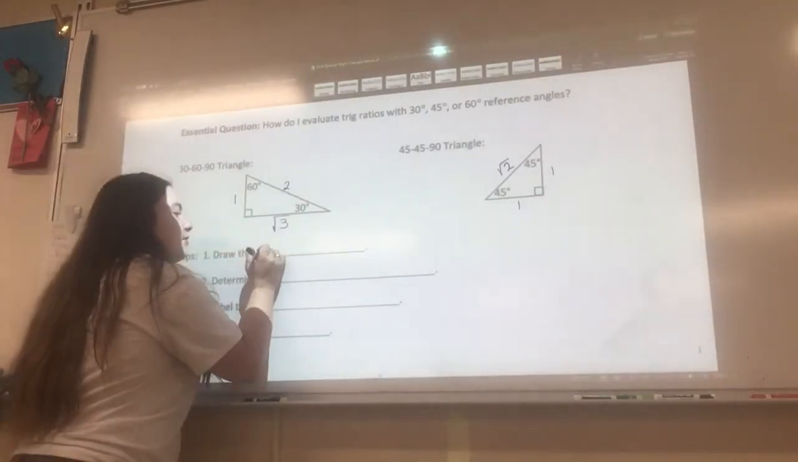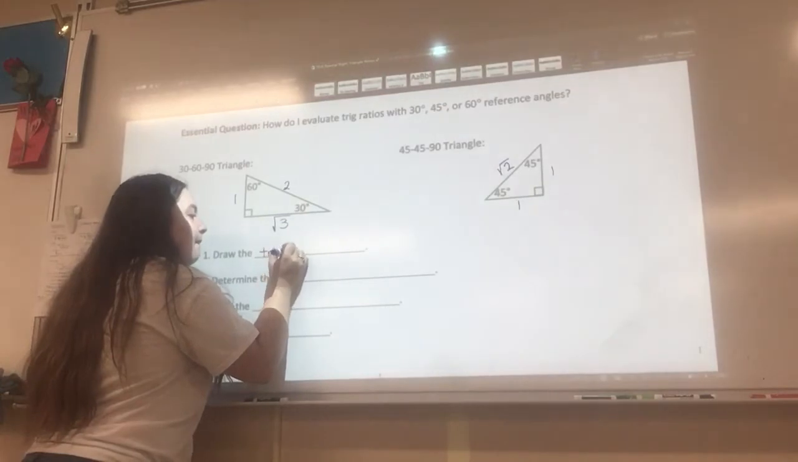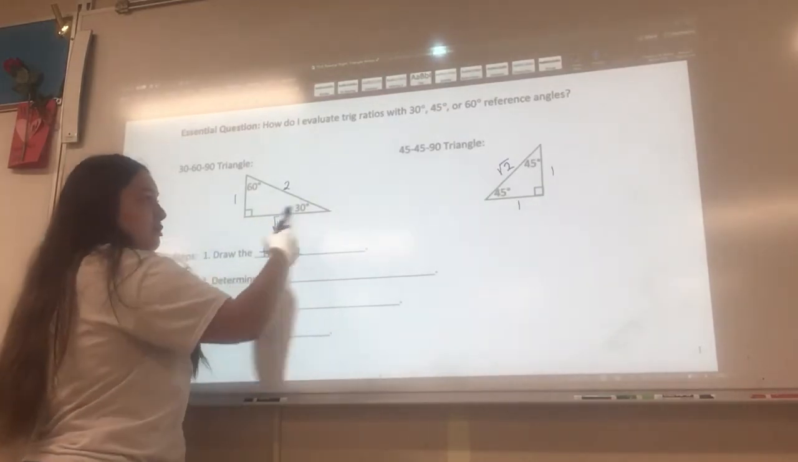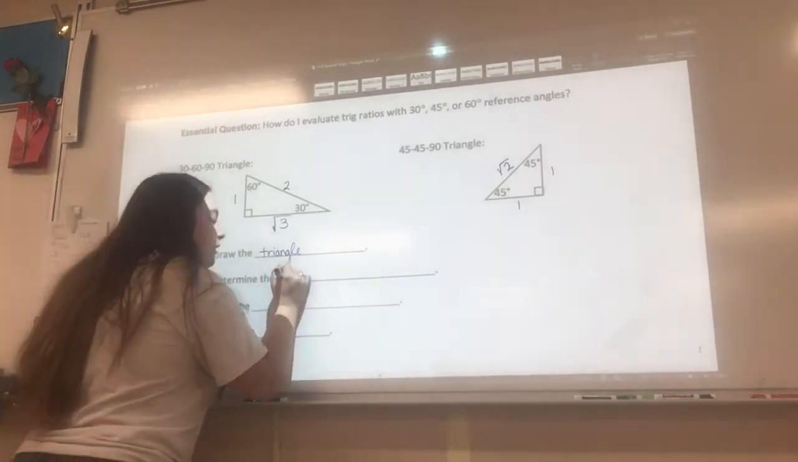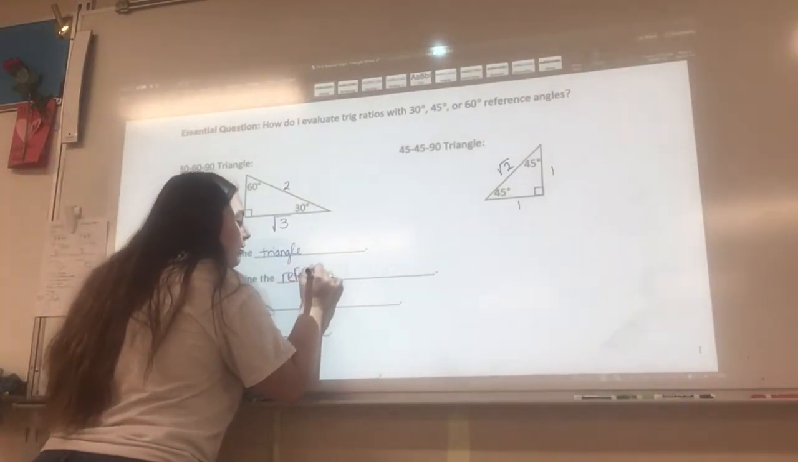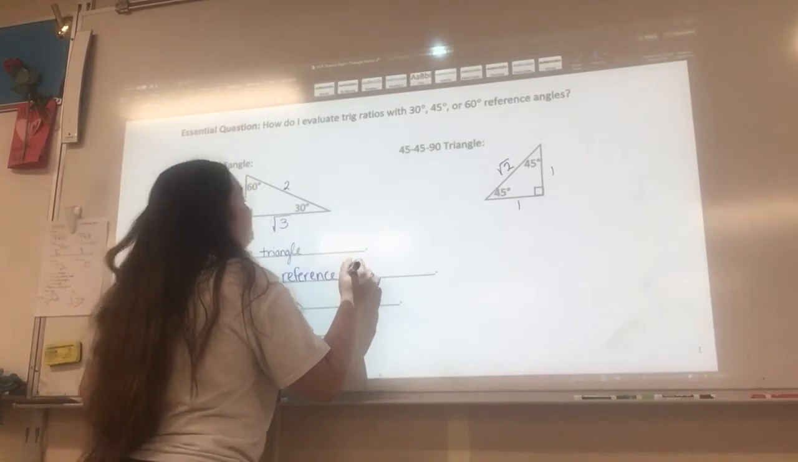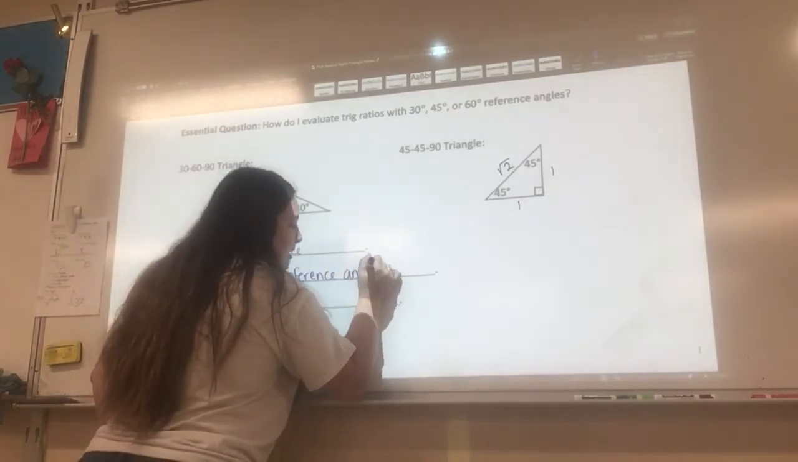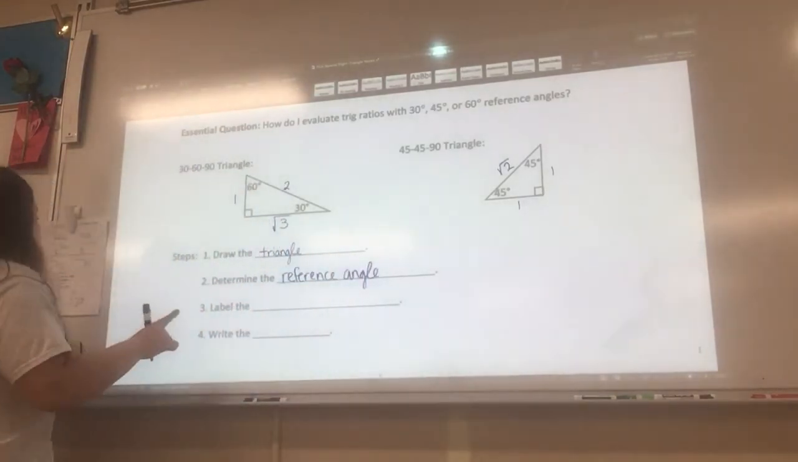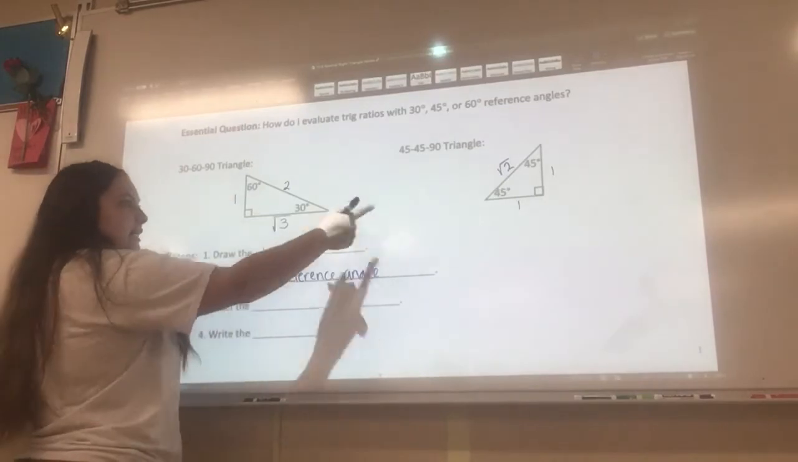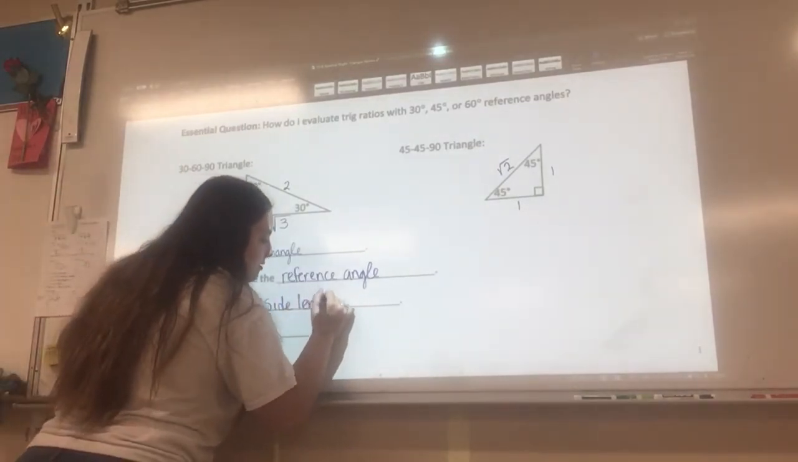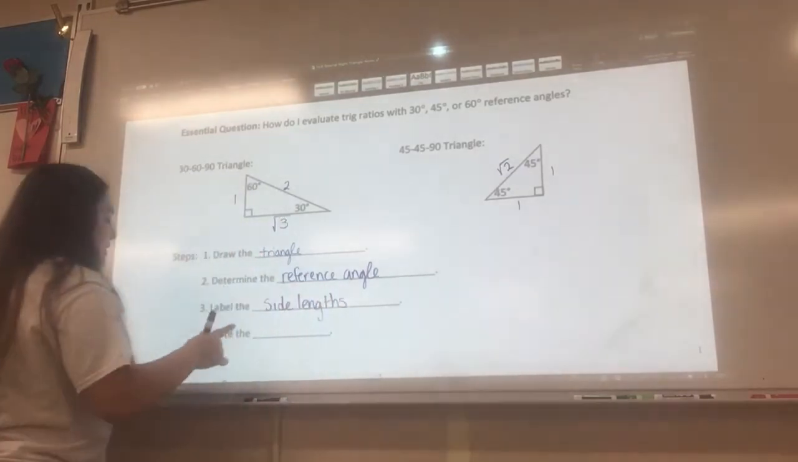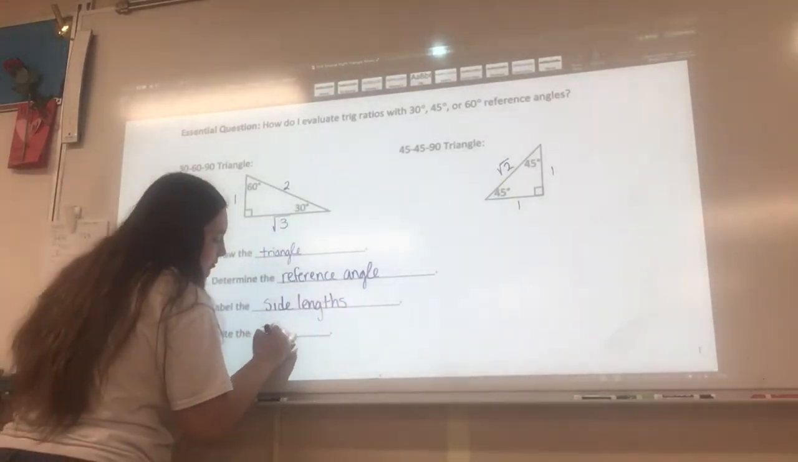Your first step is to draw the triangle. We are drawing the triangle. Determine which triangle it is. We then determine the reference angle, which I hope you're really good at after 10.5. We're determining the reference angle. You are then going to label the side lengths based off of what your reference angle is. And then you're going to write the ratio.